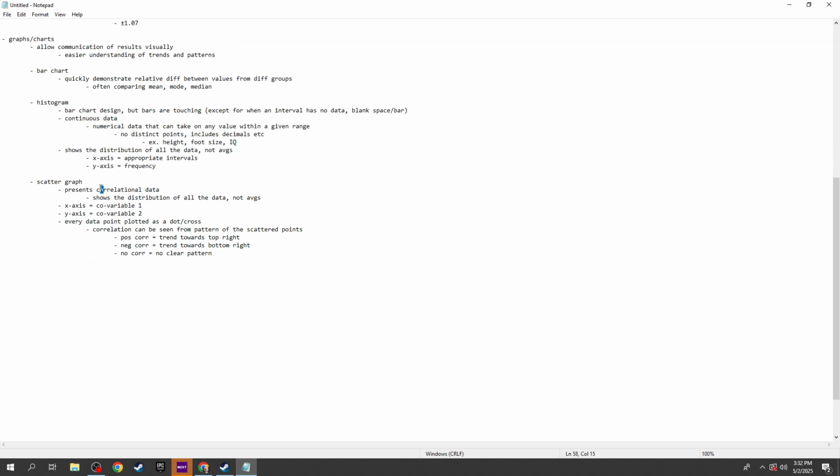So, scatter graph, the final one. This presents correlational data showing the distribution of all the data, not the averages. The x-axis is the first covariable, and the y-axis is the second covariable. These are interchangeable. Then every data point is plotted on that graph as a dot or a cross, or whatever you like. And the correlation can then be interpreted from the pattern of the scattered points.